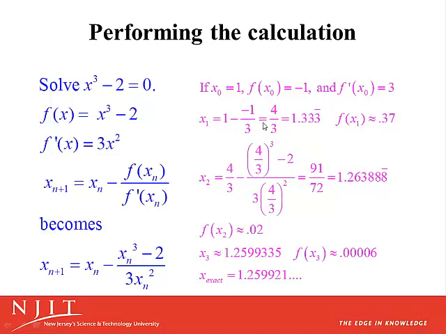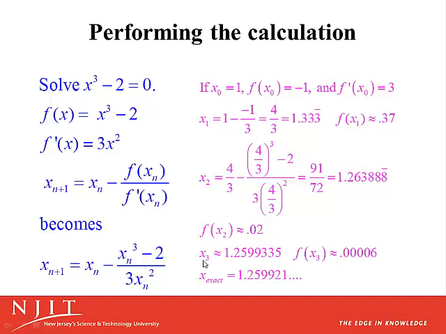And we can then see that the y value is no longer -1. Now the y value is close to 1/3, and the new x value is 4/3. So we do the whole process all over again. The new value, x2, is going to be the previous value, 4/3, minus (4/3 cubed minus 2) over 3 times 4/3 squared. And if we work through that algebra, we get 91 divided by 72, which gives us a y value of 0.02. So it appears that we're getting close to a root.